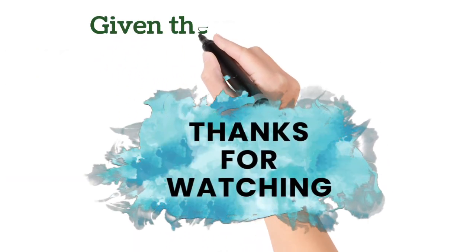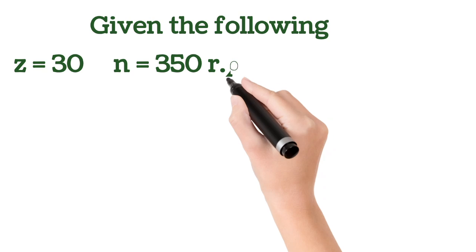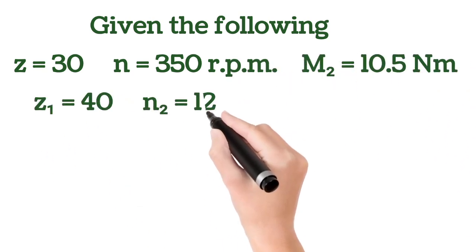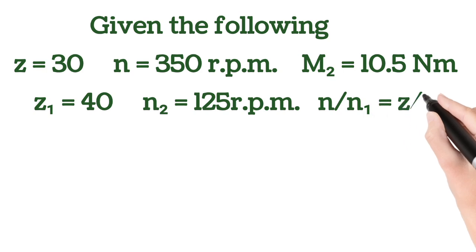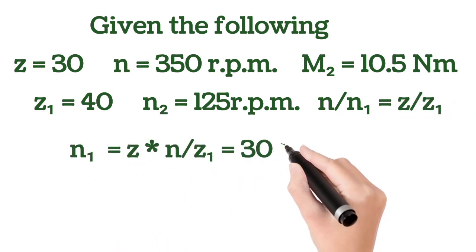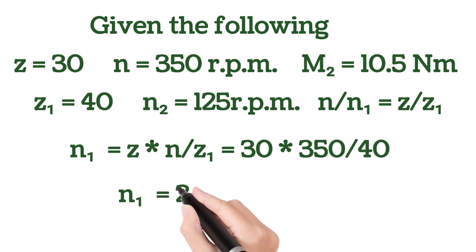Given the following Z, N, M2, Z1 and N2. N over N1 is equal to Z over Z1, making N1 subject of the formula, and substituting the values, we have N1 is equal to 262.5 rpm.